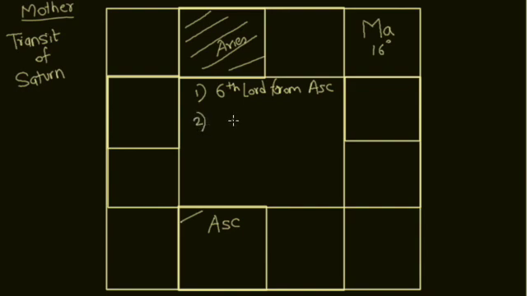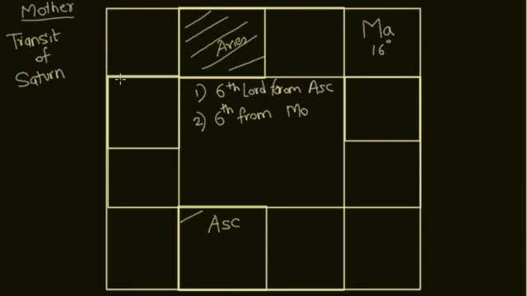Second point is sixth from moon. Okay, so since moon is the karaka of mother, the lord of sixth house from moon is the one whose main job is to give trouble to moon. So since moon is the karaka of mother, transit of Saturn over that lord is going to surely give the problem.